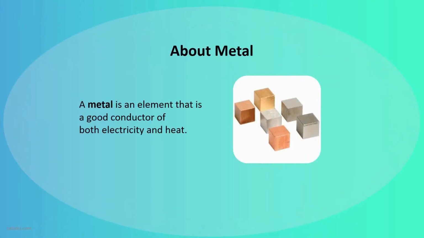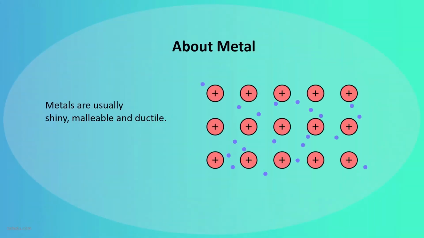And metal extraction. About metal. Metal is an element that is a good conductor of both heat and electricity. Metals are shiny, malleable and ductile. Here the electrons are free but the positive metal ions are fixed. So the attraction force between the positive ions and the free electrons is the metallic bonding.